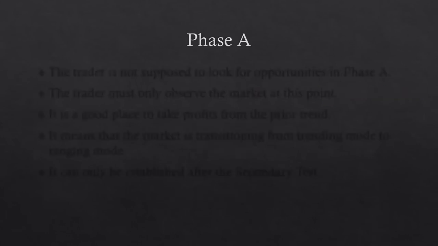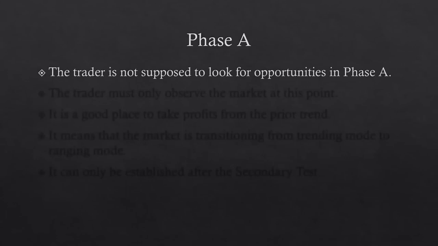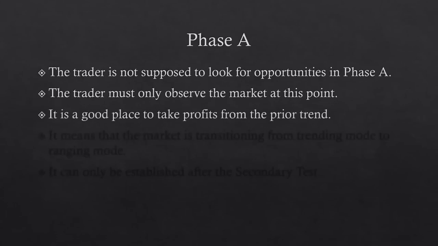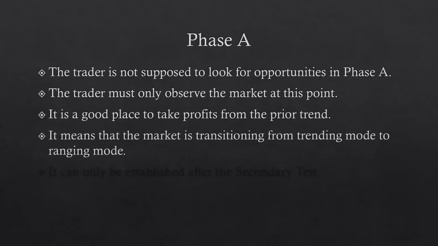The trader is not supposed to look for trade opportunities in phase A. The trader must observe the 4 logical events from a distance and understand that they might lead to trade opportunities in the near future. Phase A is useful for taking profits from the prior trend, assuming the trader had a position. The reason for this is logical. If phase A means that the market is transitioning from trending mode to ranging mode, it makes sense to lock in the profit from the trending mode, especially because the market might reverse and start to eat the profits that have been made already. One challenge here is that the trader will not be able to tell if the market is in fact in phase A until the secondary test.